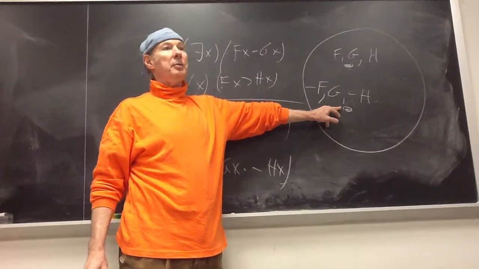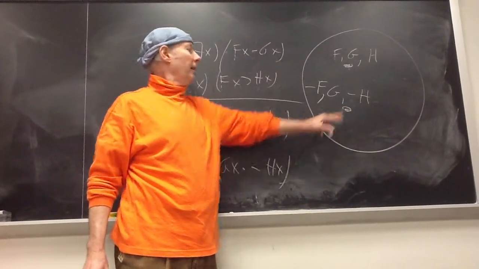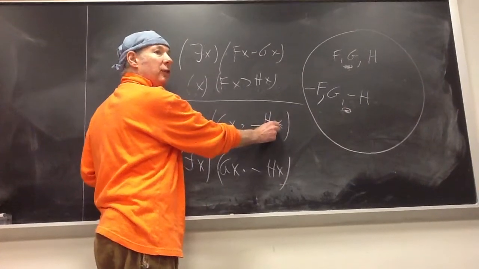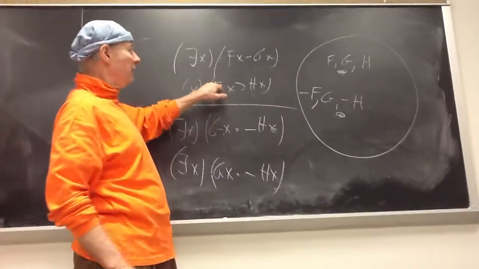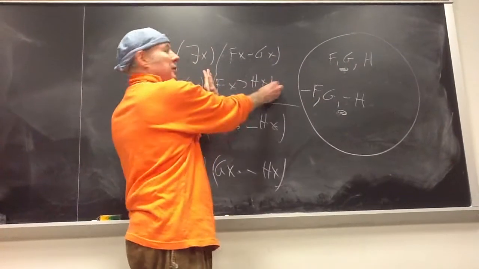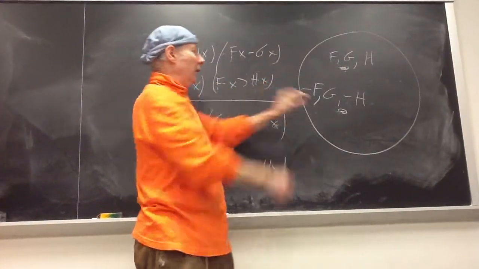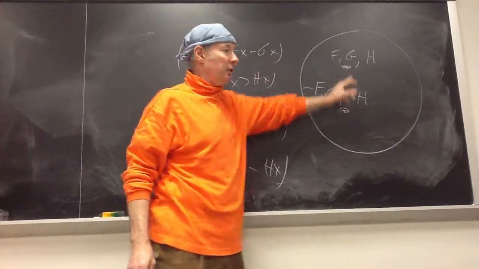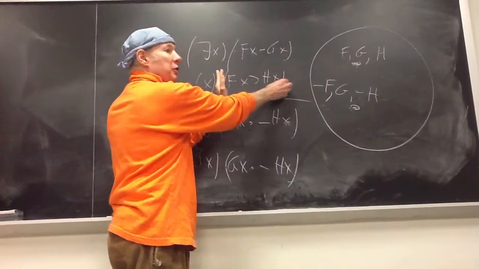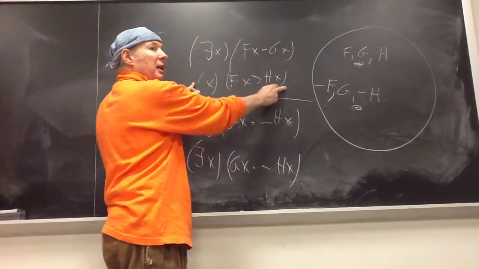I now have an object that makes this sentence true, therefore this sentence false. And this sentence is true of that object. Sorry, this matrix is true of that object and that object. Therefore, since all objects are such that this is true of them, this sentence is true.